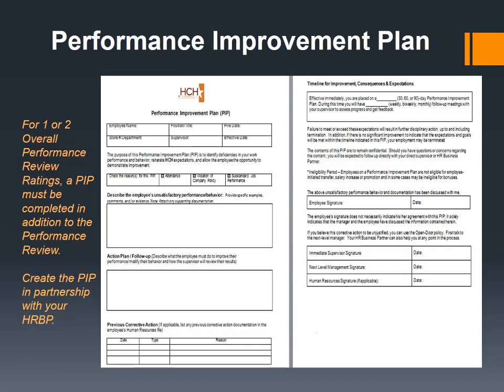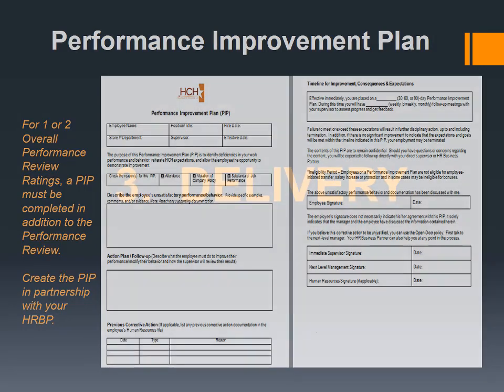So what happens if your associate receives an overall rating of 1, needs improvement, or unsatisfactory? Partner up with your HR business partner to develop a performance improvement plan, which you will deliver along with the performance review. The performance improvement plan can be found on the performance review page in HCHQ. Reminder, completed reviews and PIPs, if applicable, are sent to your immediate supervisor for approval. You cannot deliver the performance review until your direct supervisor has approved it.